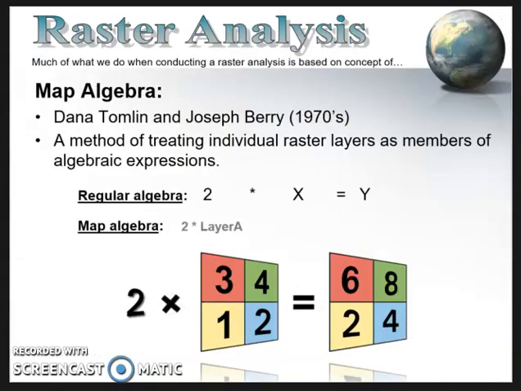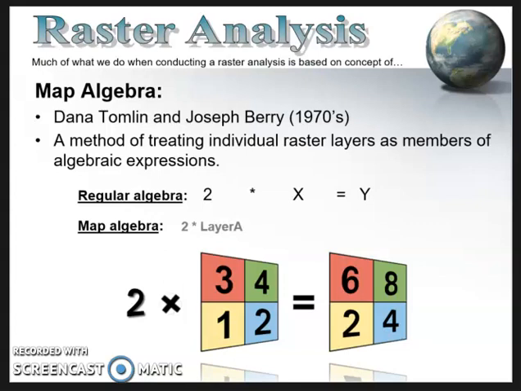One of the most powerful things we can do with rasters is run mathematical operations on them. These and other raster calculations are performed regularly by GIS professionals. The concept of raster math was introduced by Dana Tomlin and Joseph Barry in the 1970s. The idea was that you could perform math on a raster on a pixel by pixel basis.